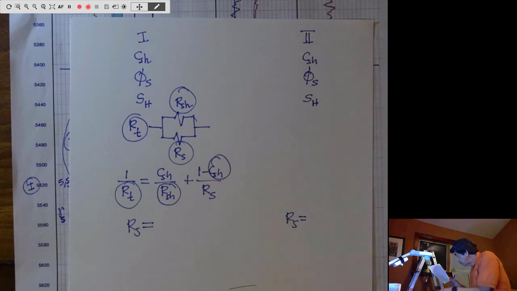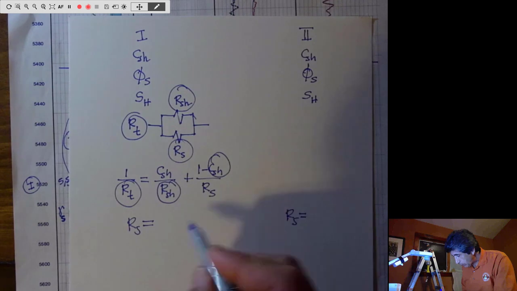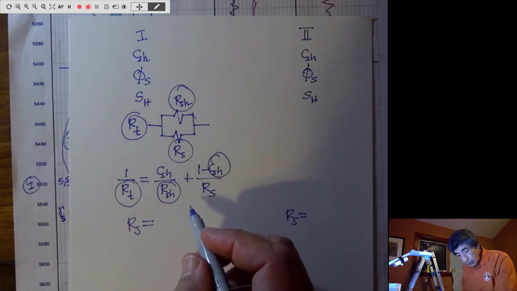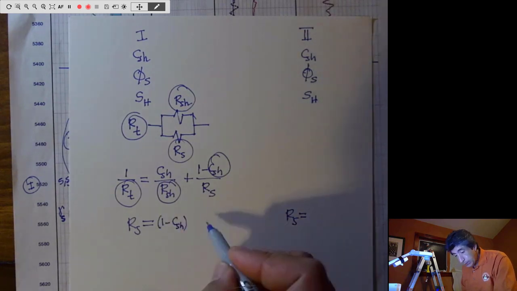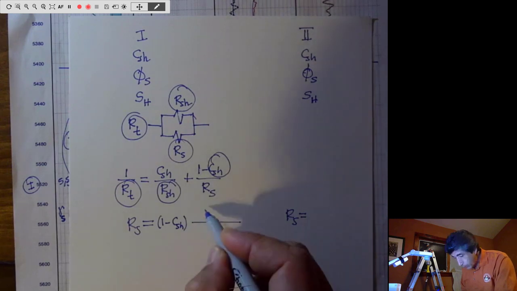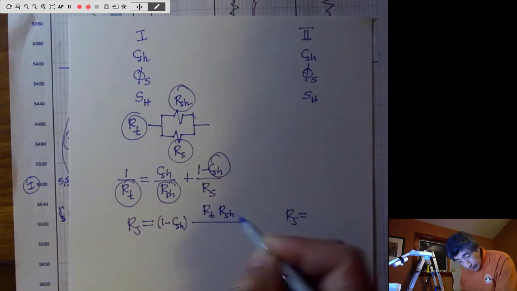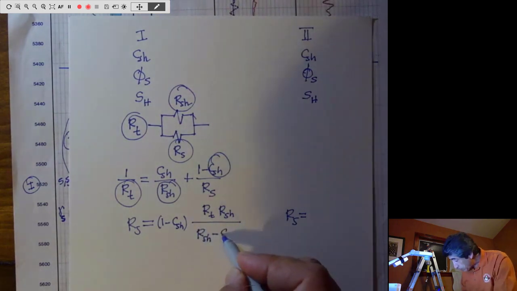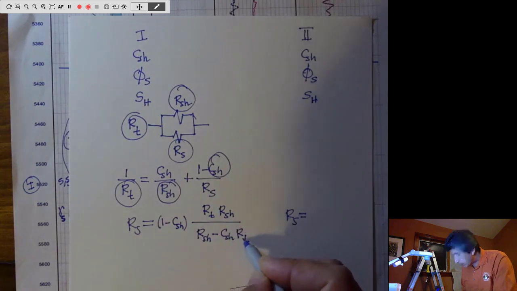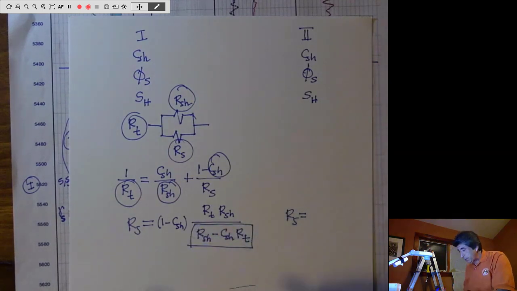And just to remind you, if you solve all of these, the result looks like this. I hope you remember that in the PowerPoint we had 1 minus CSH, and the other factor that we needed to multiply was RT times R shale, and then here we had R shale minus CSH times RT. That was the formula we had in the PowerPoint, and it was very important to make sure that this denominator was not zero and was always positive.